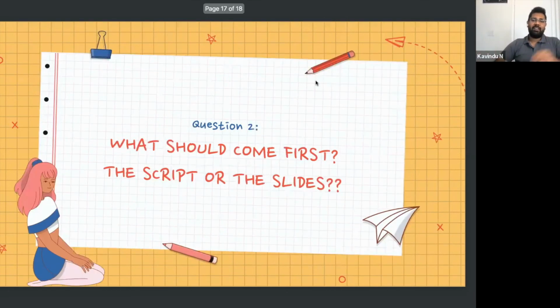And the second question I have is, what should come first, the script or the slide? So as I said, it's always a good practice to write a script for your presentation. This entirely depends on the speaker itself. You can just write the script first and then do the slides and then come back and revise the script.